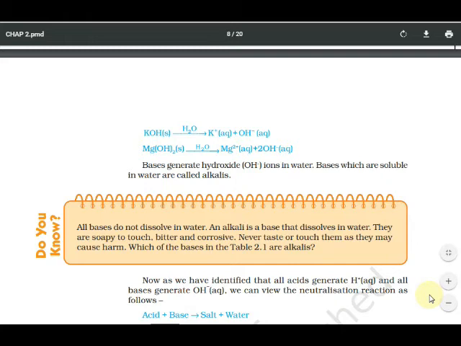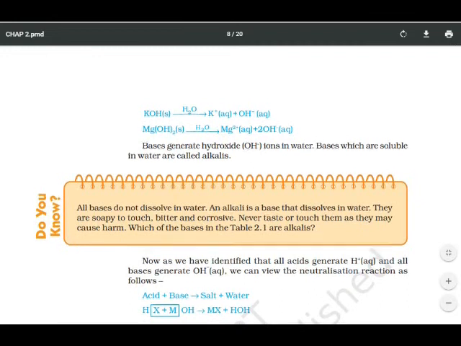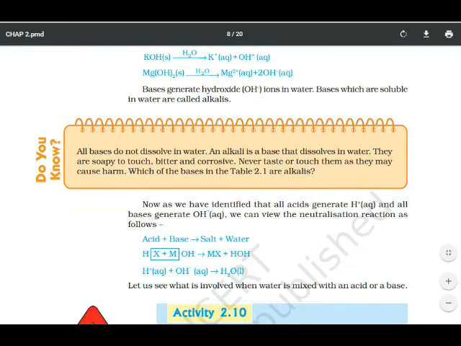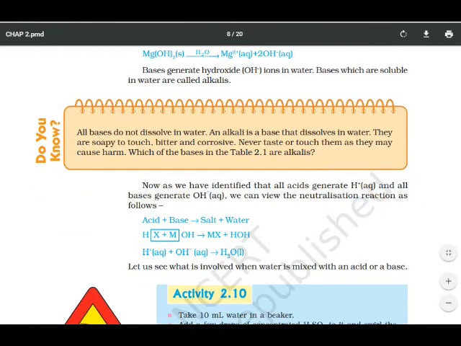Which of the bases in table 2.1 are alkalis? Just now I told you the bases which dissolve in water are alkalis. NaOH, KOH, Mg(OH)2 are alkalis because they are soluble in water. Only some bases are soluble in water, not many.